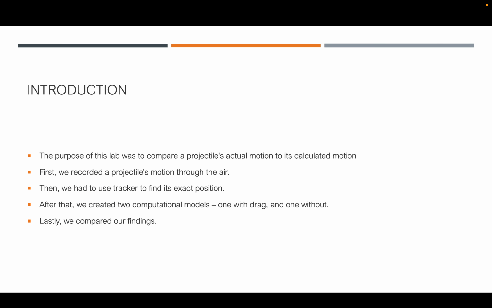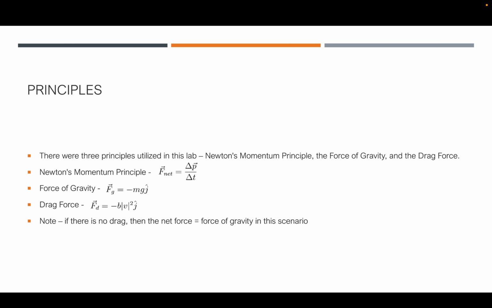So to start off our introduction, the purpose of this lab was to compare a projectile's actual motion to its calculated motion. To do this, first we recorded a projectile's motion through the air. Then we had to use trackers to find its exact position throughout the video. Then we created two computational models, one with drag and one without. And lastly, we compared our findings.